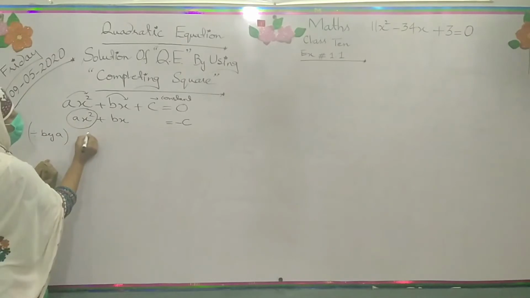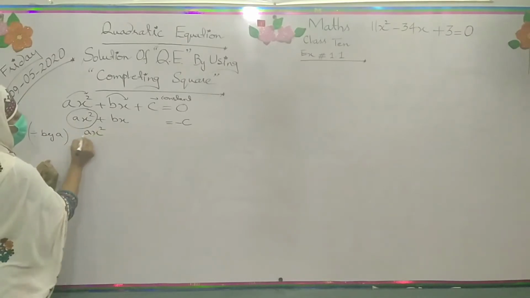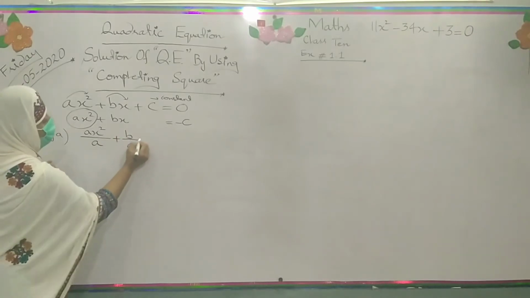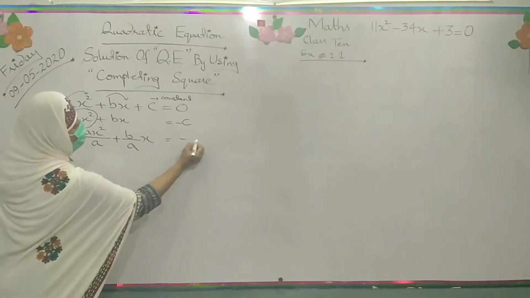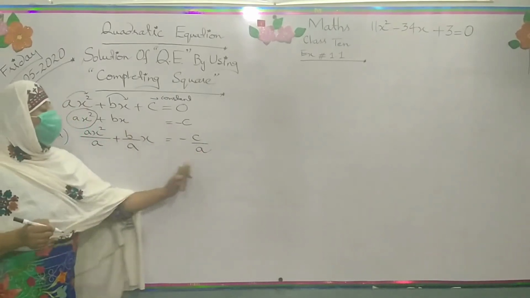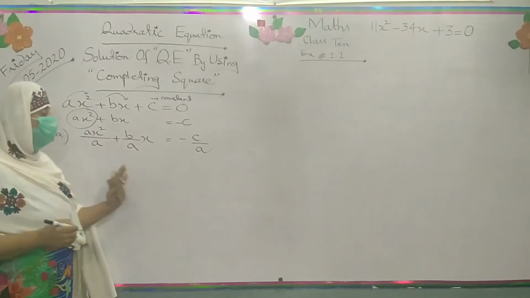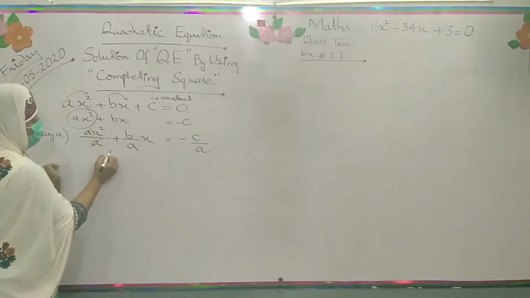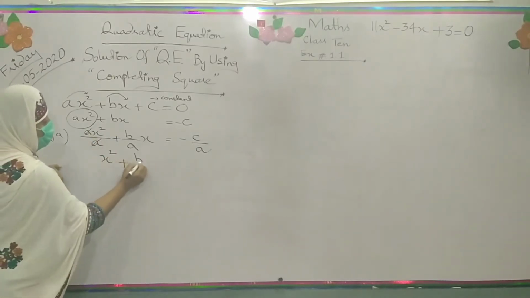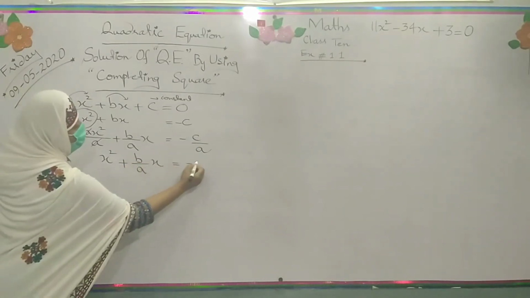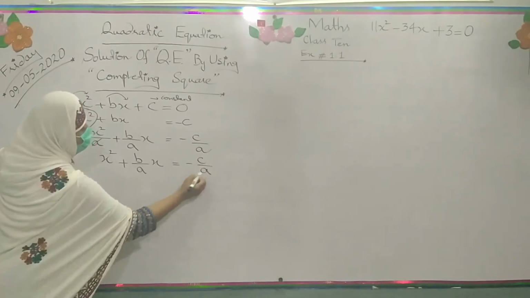What happens? It will become ax square over a plus b over a x is equal to minus c over a. I have divided the whole of the equation by a. Now, this a is cancelled by a. It will become x square plus b over a into x, and this is minus c over a.